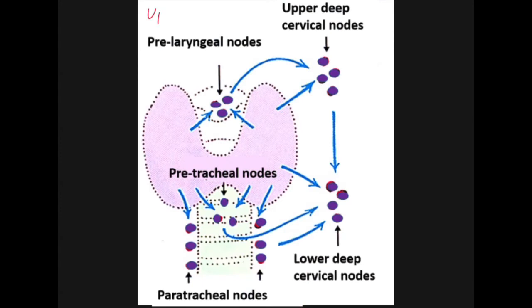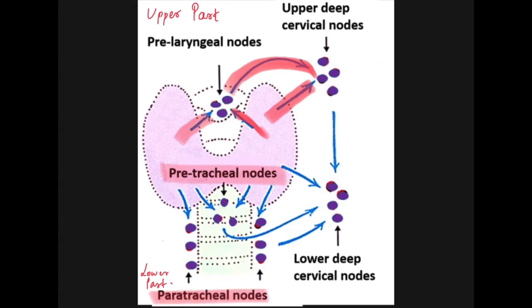Coming on to the lymphatic drainage of the thyroid gland, it is divided into two parts, the upper part and the lower part. In the upper part, the prelaryngeal nodes pass the lymph to the upper deep cervical lymph nodes. Then in the lower part we have two groups of nodes, the paratracheal and the pretracheal. They drain their lymph into the lower deep cervical lymph nodes, and ultimately the upper deep cervical lymph nodes also drain the lymph into the lower deep cervical lymph nodes.